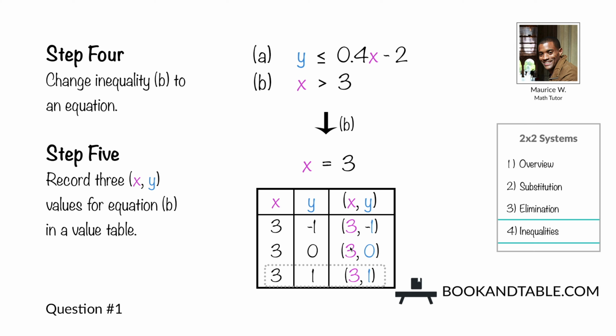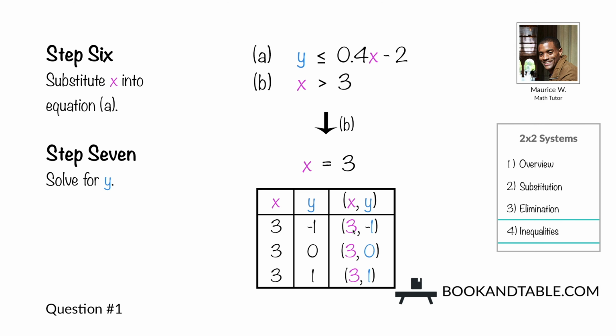So this would be a straight vertical line going up and down where x is equal to 3 on the x-axis. So now that we have our value tables, we'll be able to sketch the lines for each inequality, but we first want to find the vertex where these two lines cross.